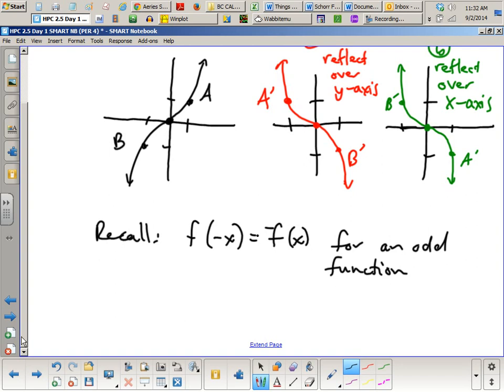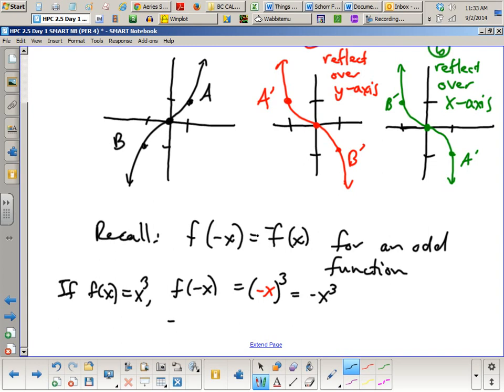So let's just look at it from a non-graphical perspective, right? What does it mean to write f of negative x? It means to make all of your x's negative x's, right? So if f of x is simply x cubed, f of negative x means to replace the x's with negative x's. That's what it means. What does this simplify to? Negative x cubed, right? Because negative x times negative x times negative x is negative of x cubed.